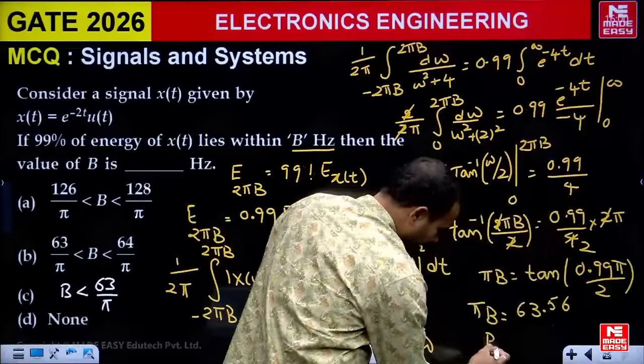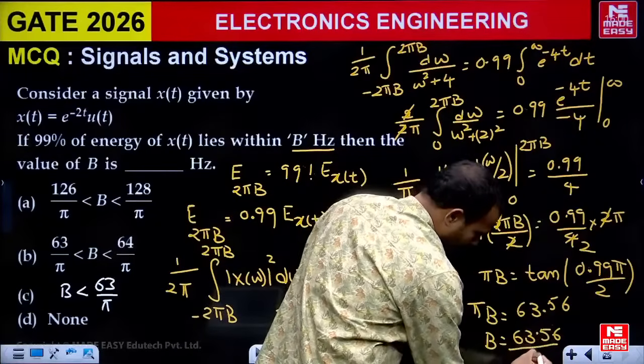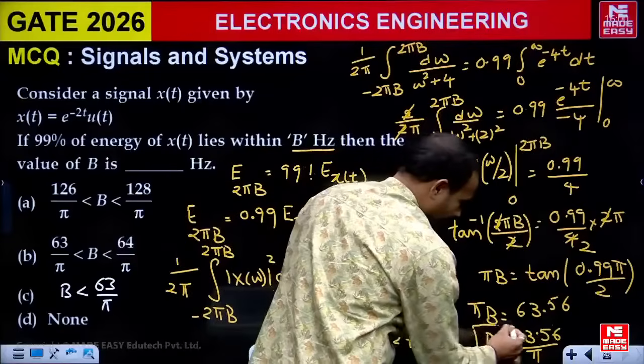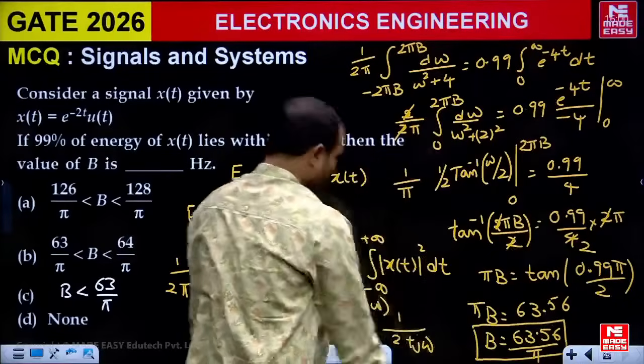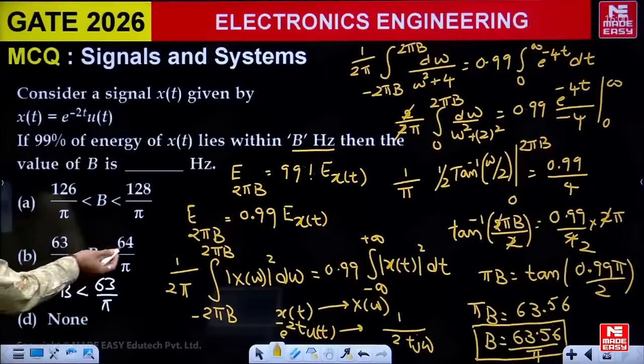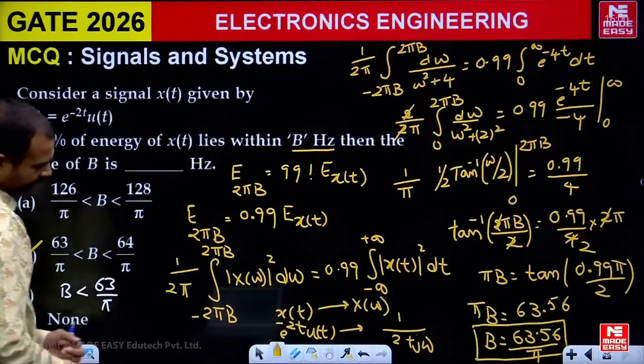So what is the value of B? Finally, the value of B is equal to 63.56 upon pi. So that's the final answer for B we are getting. Check with the options. It lies in between 63 by pi less than B less than 64 by pi. So option B is the correct answer.